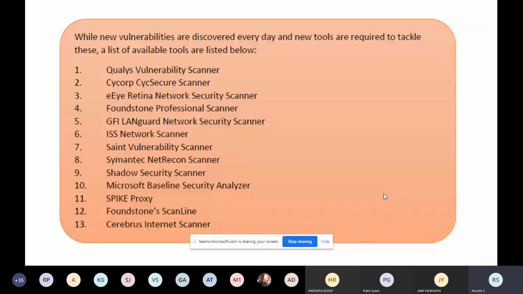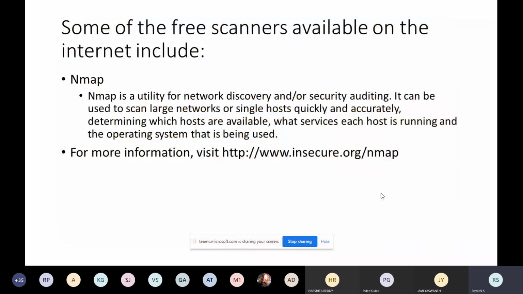It's not restricted to this. There are so many tools available, not only these. If you have some time, I'll be uploading the slides anyhow, and you can go through some of the tools, and some of the free tools that are available.